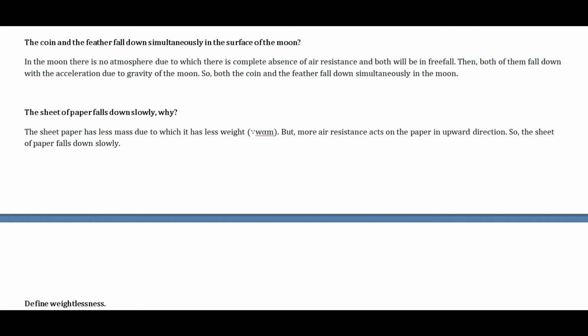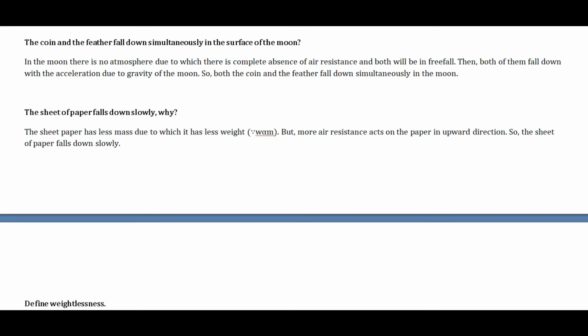Then what will happen? Everybody knows the coin will fall down faster, but the feather will fall down with very slow speed and reach the ground slower than the coin. It is much slower than the coin, and it is because of the air resistance present on the earth. The air resistance acts on the coin and on the feather, but since the feather is comparatively lighter than the coin, air resistance is more effective in the case of the feather, because of which the feather will fall down with slow speed compared to the coin on the surface of the earth.